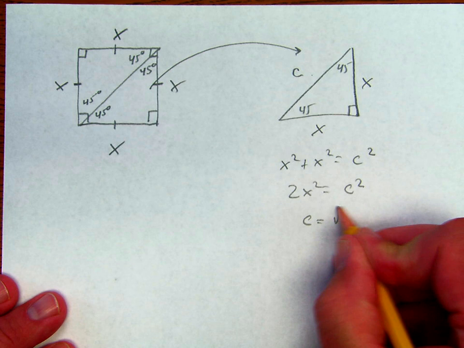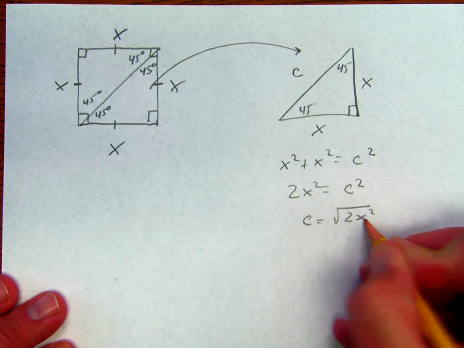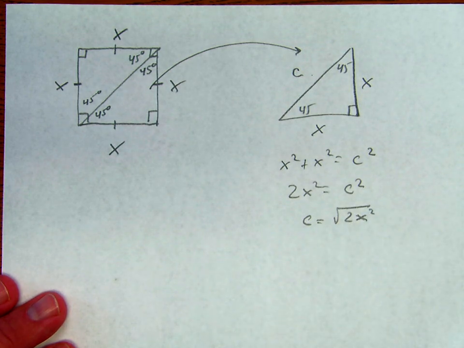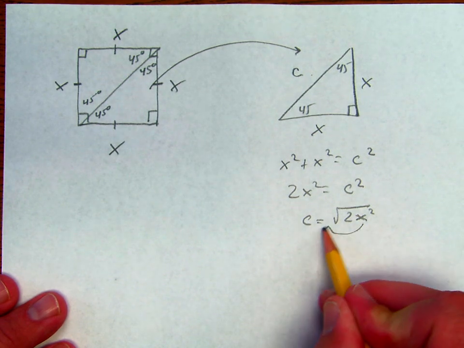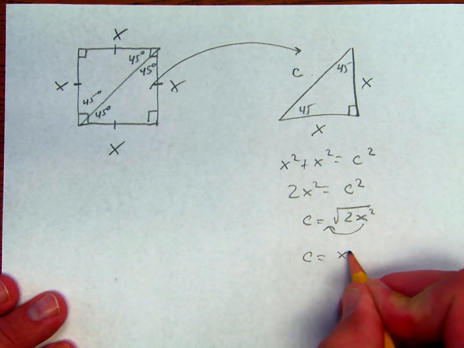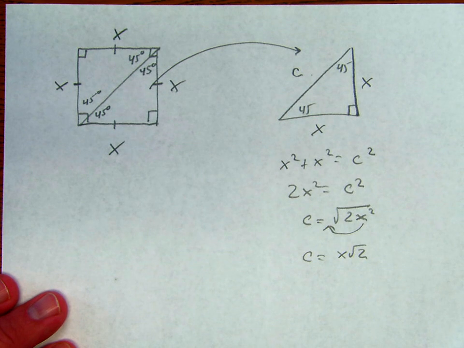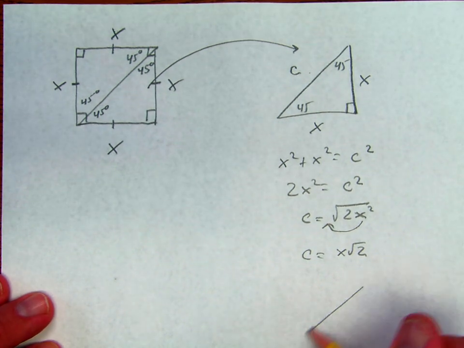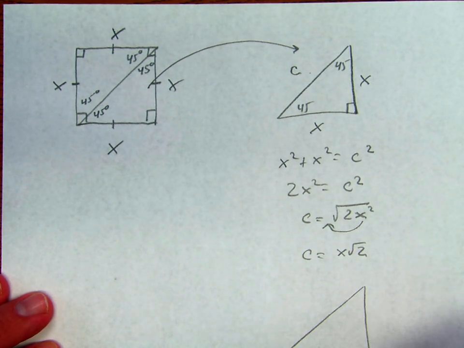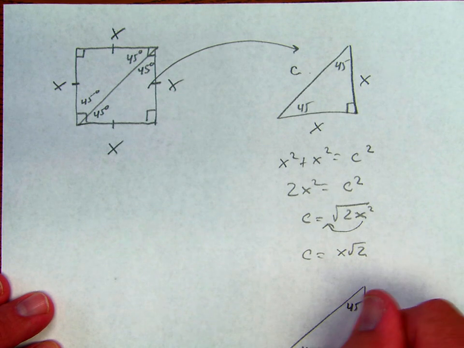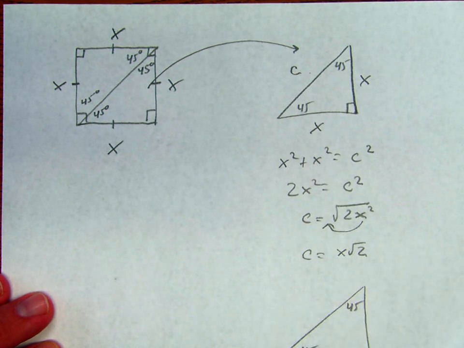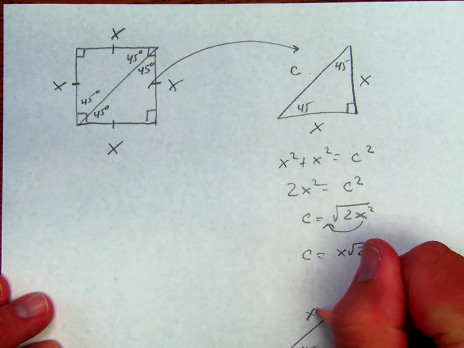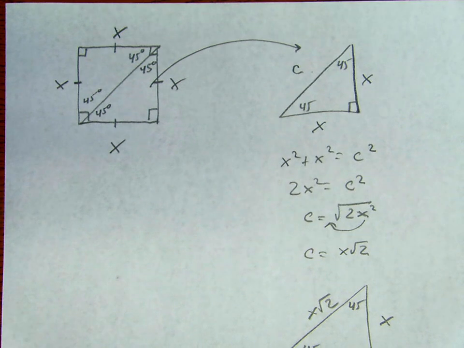Square root both sides. c represents the length of a triangle, so I can throw away the negative root. We just need a positive root. That can come to the outside, and we get x root 2. So what we have is a right triangle, its three angles being 45, 45, 90. If we let one of the legs be x, the other one must be x. That makes the hypotenuse x root 2.